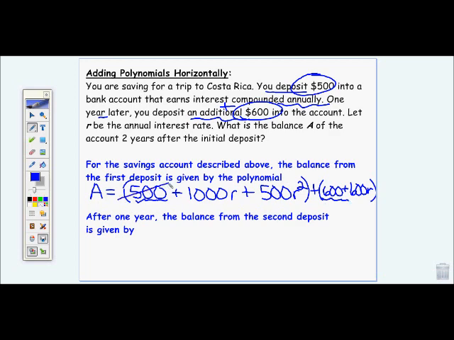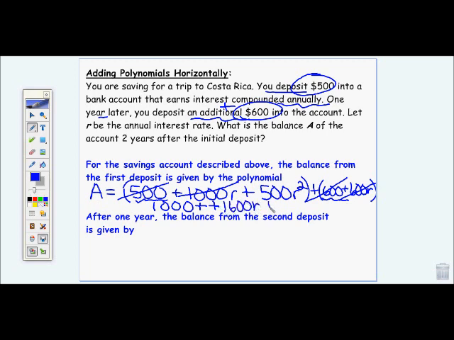So if I combine the 500 and the 600, I end up with 1,000. Okay, now I want to see, do I have any R terms? I have 1,000R here. Do I have any in the second expression? I do. So I'm going to combine the 1,000R with the 600R. And so that would be 1,600R.